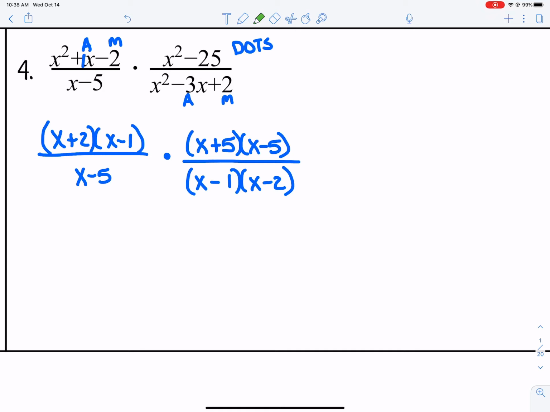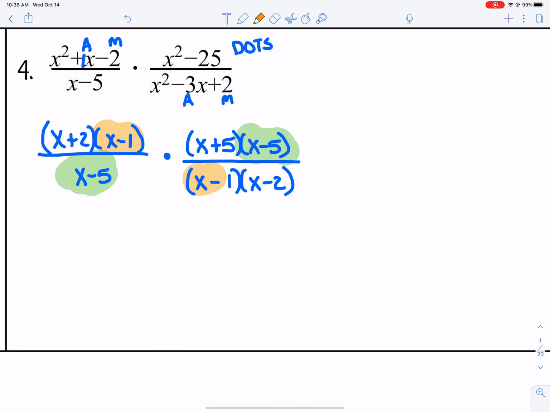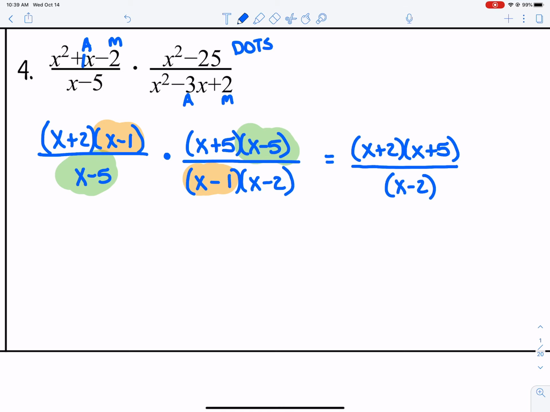And then we look for our common factors. So we've got x minus 5 in the numerator and the denominator. And we have x minus 1 also in the numerator and the denominator. And then you just bring over what is left over. So what did not match was x plus 2, x plus 5. Those are both still in my numerator. And then x minus 2 is still in the denominator. So that's my simplified rational expression.